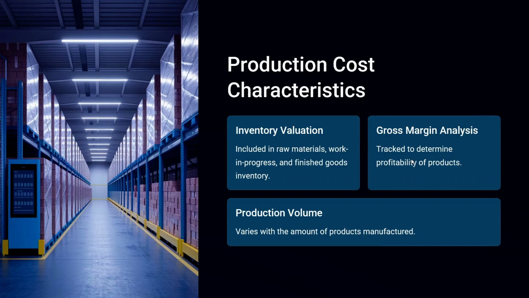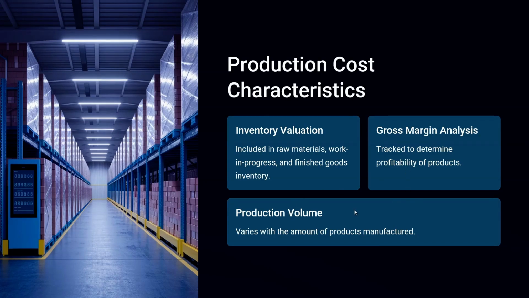Second, gross margin analysis. This helps a business figure out how much money it really makes from its products. You calculate gross margin by subtracting production costs from the sales revenue. It tells you if your pricing is good and whether your product is profitable.